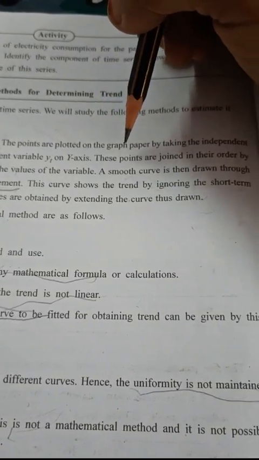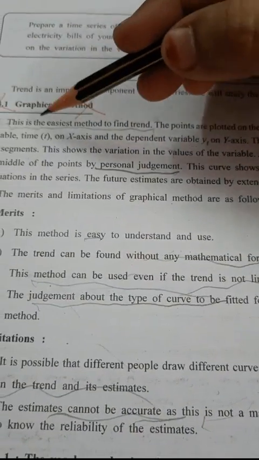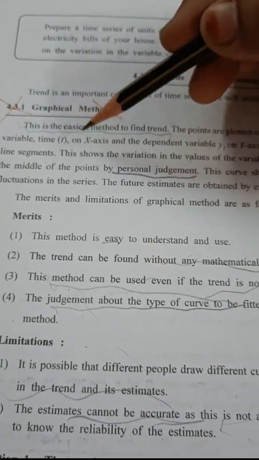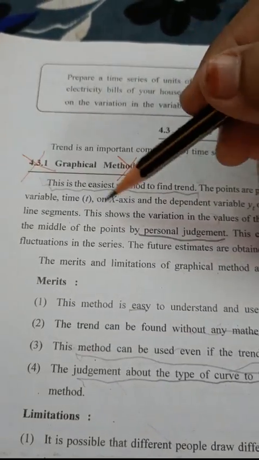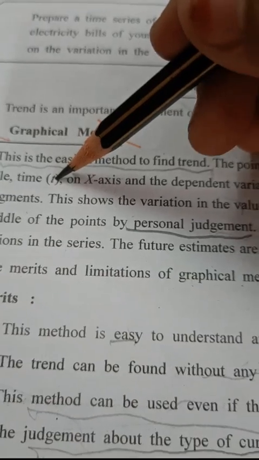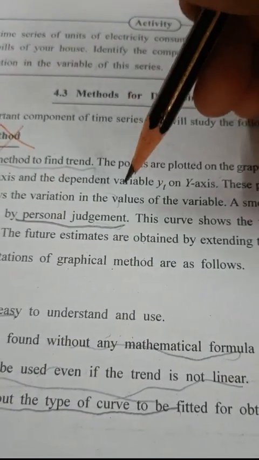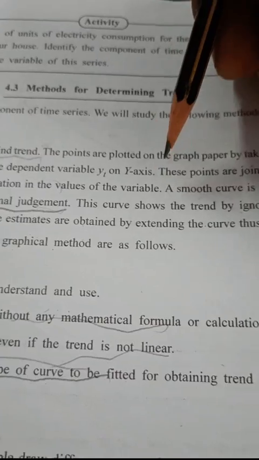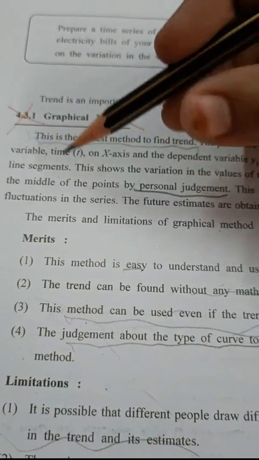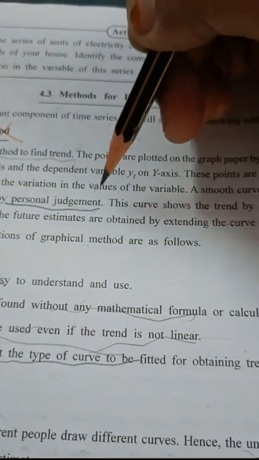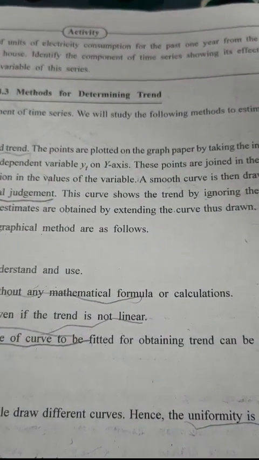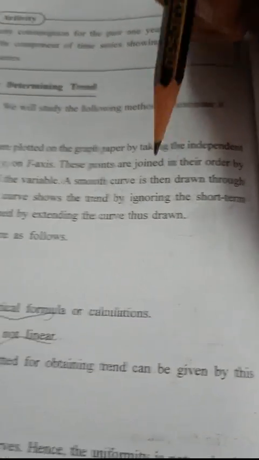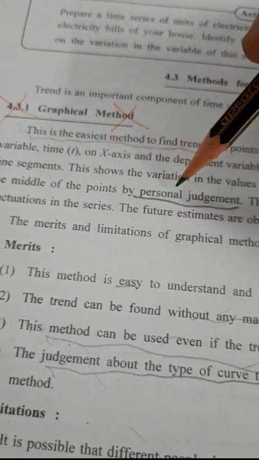The points are plotted on graph paper by taking the independent variable time t on the x-axis and the dependent variable yt on the y-axis. These points are joined in order by line segments. This shows the variation in the values of the variable. When we join them, the changes become visible to us. A smooth curve is then drawn through the middle of the points by personal judgment.